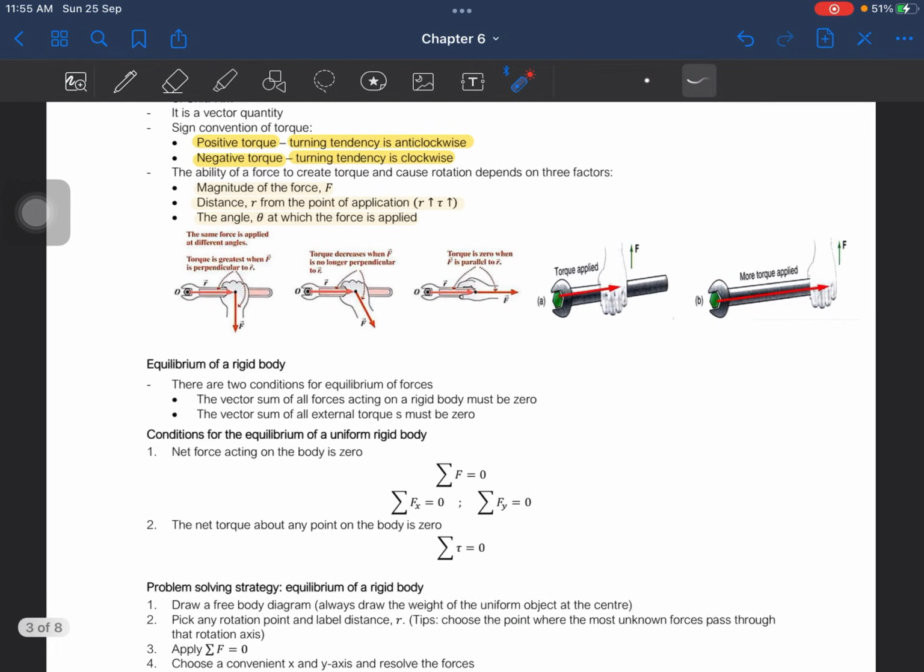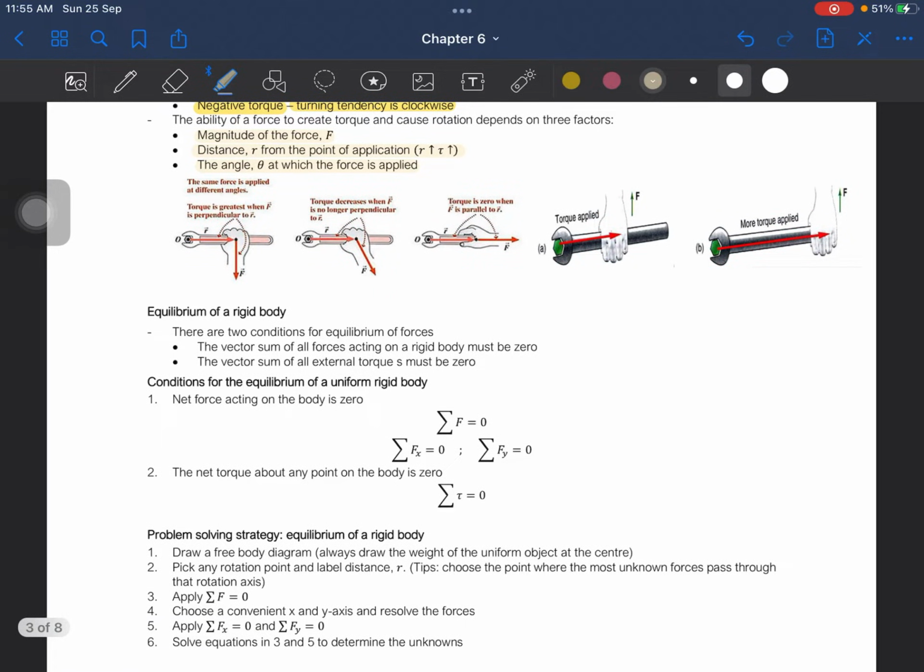So equilibrium of a rigid body. For equilibrium of a rigid body, there are two conditions for the equilibrium of forces. So what are the conditions? The conditions are the vector sum of all forces on a rigid body must be 0. Secondly, the vector sum of all external torque must also be 0. The vector sum of all external torque must be 0.